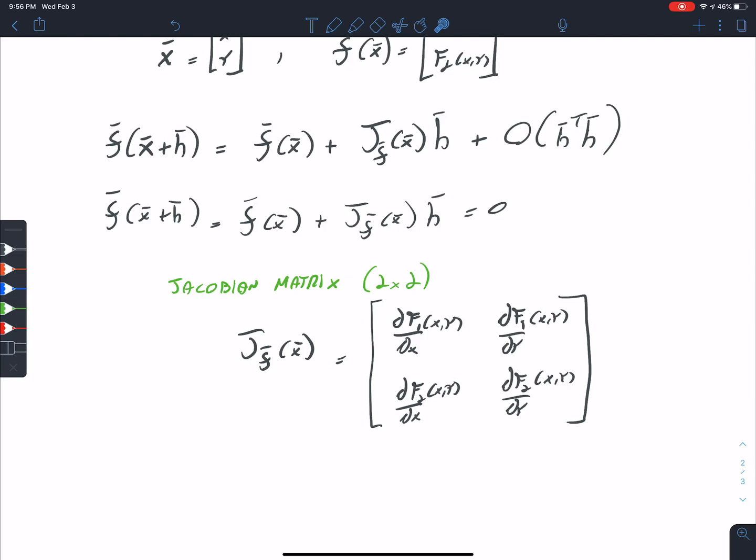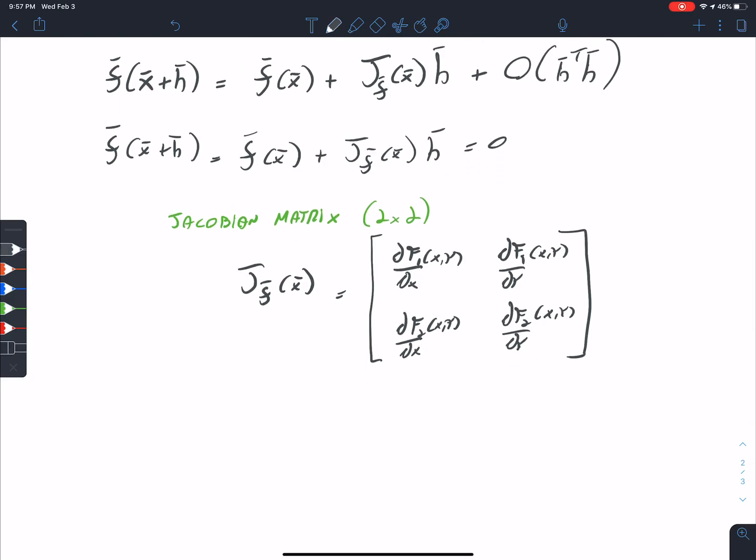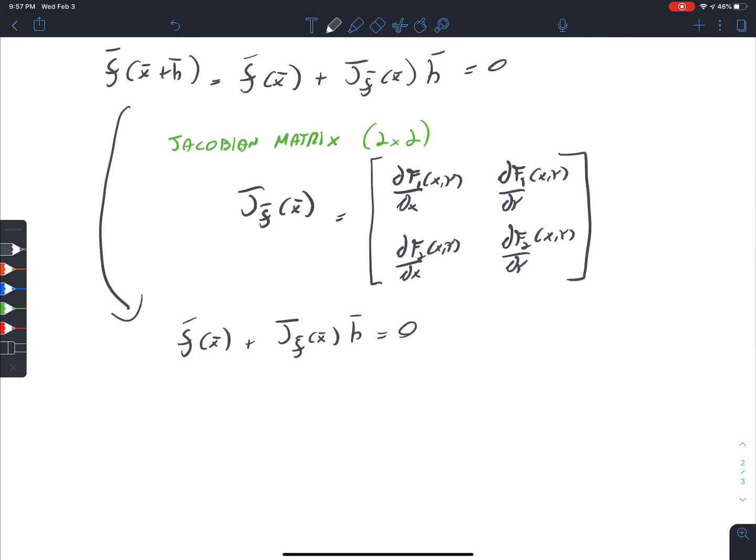We search for the h that will make this 0. So we set it to 0, and we subtract the vector f from both sides. So let's do that. We're taking this equation now and rewriting. So this is going to be f of x plus the Jacobian f of x times h, and that has to be 0. So we're going to subtract this from both sides and say that J of f of x times h equals negative f of x.